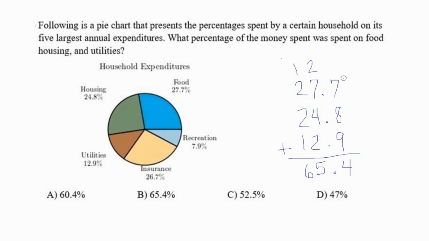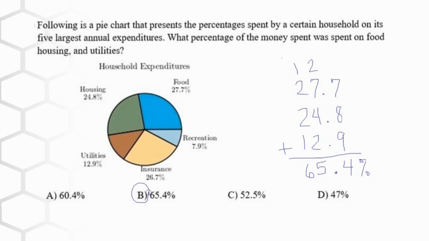And so the sum of these 3 items is 65.4%. And when I come down here to my 4 options, I see that option B in this case is the correct choice.